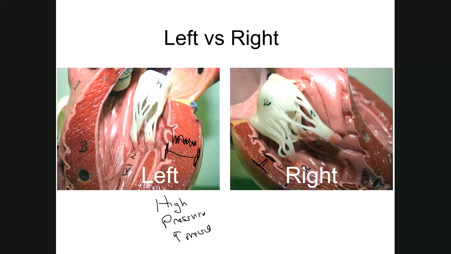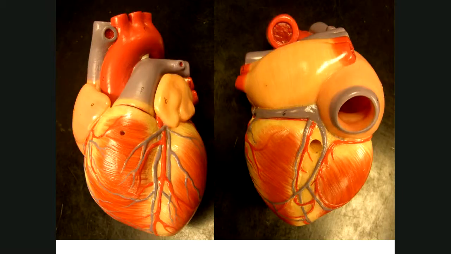But if you look at the right side, remember, it's a low pressure pump. We don't need as much pressure because we're not pumping as far. The lungs are really close. Remember, the lungs are filled with air. And so a low pressure does not require as much muscle. And so this is the amount of muscle that we have over here. You can easily see the difference. That's the way we're going to be able to tell left and right, by looking at the thickness of these walls.